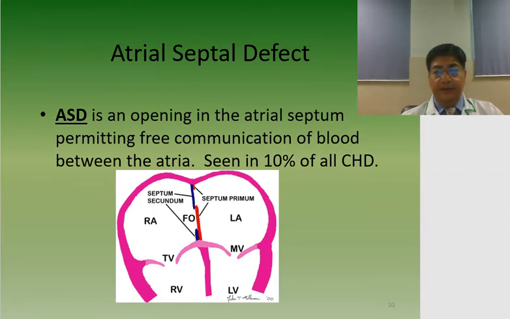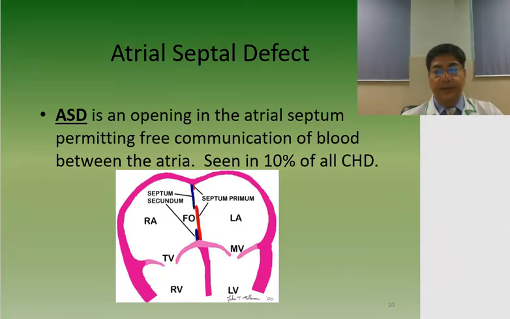Atrial septal defect is present in 10% of congenital heart disease cases. Normally, there is a foramen ovale present in utero which facilitates the circulation from the right side to the left side. In utero the lungs are not working, so the circulation is diverted through the PDA to the lower half of the body. In utero the pressure on the right side is more than the left side, so the direction of circulation is from right to left.